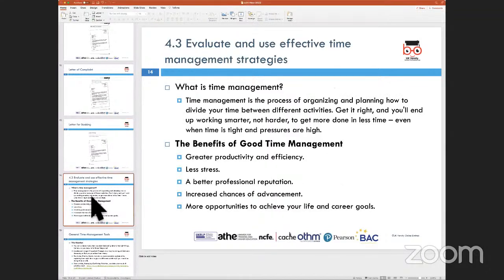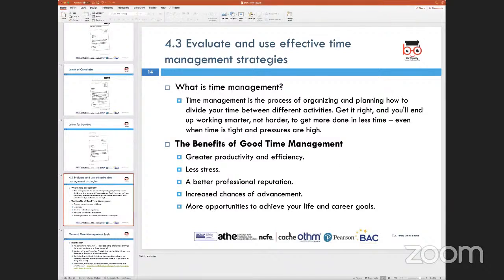Now, the last one that we want to look at is how do we understand what is time management? Why is it important within an organization? What are the benefits of time management, and how do we go about managing time effectively, because time is limited. And when we have to complete jobs or achieve goals and objectives, they are all measured against time.